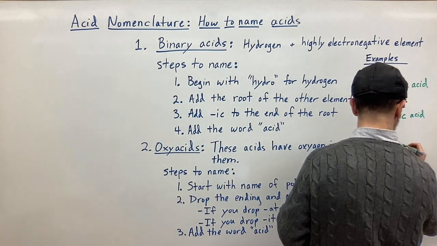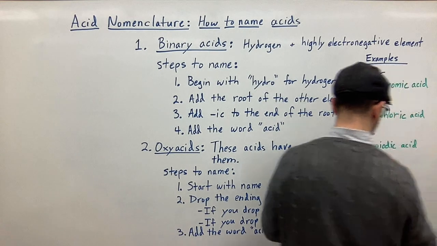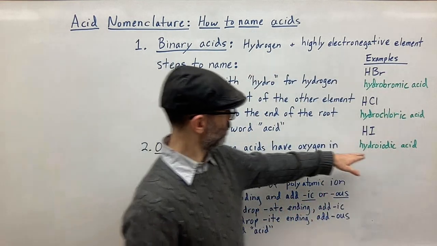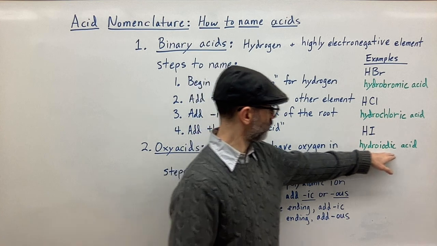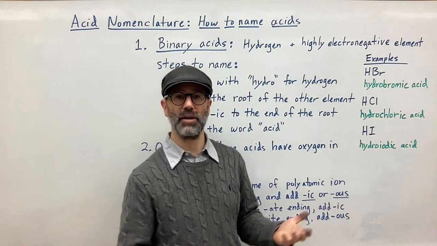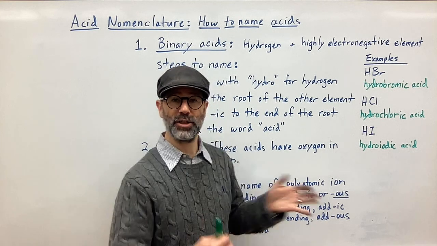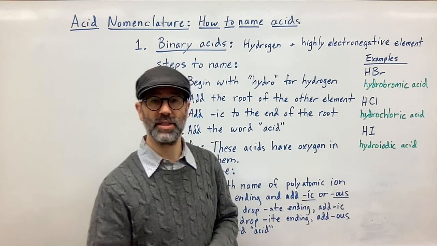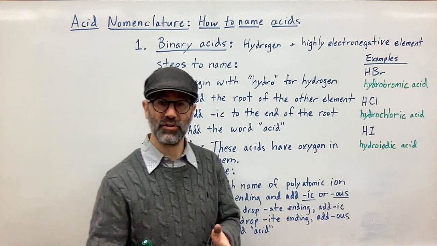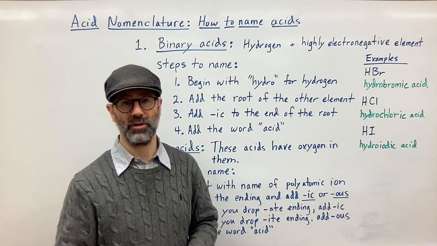And then the word acid. So this is hydroiodic acid. And that's how you do it. So you would do that with every binary acid: hydro, and then the root of the second element, followed by IC, and then add the word acid.